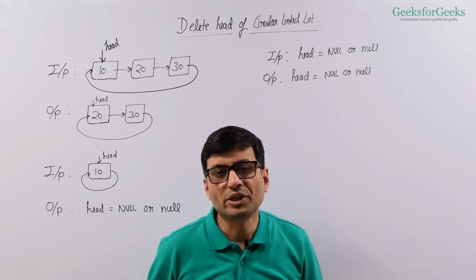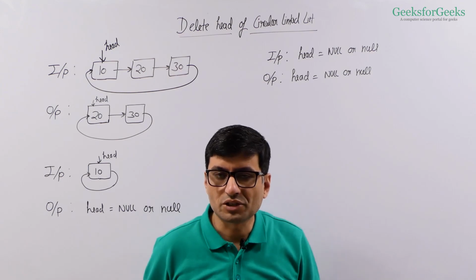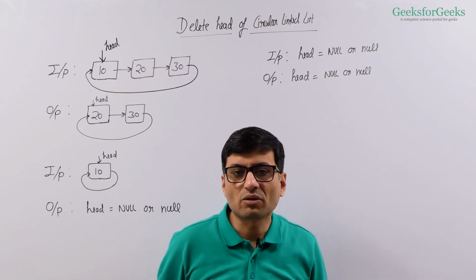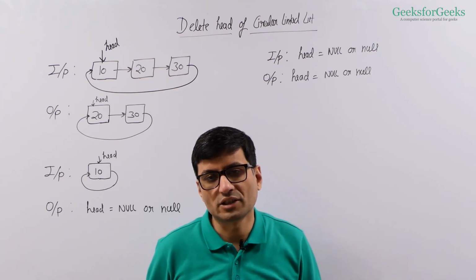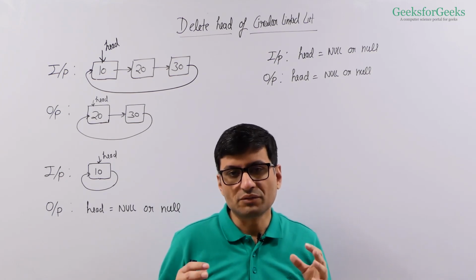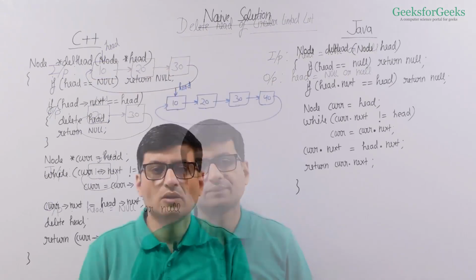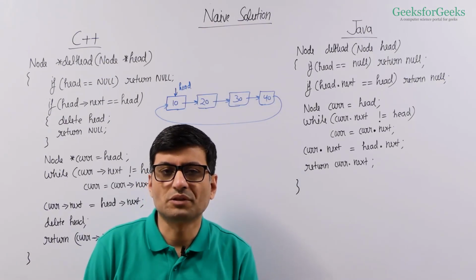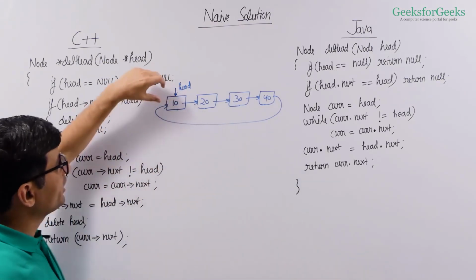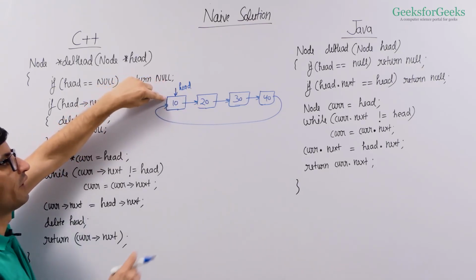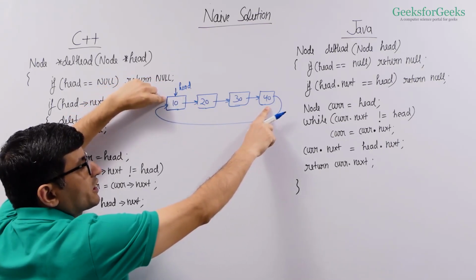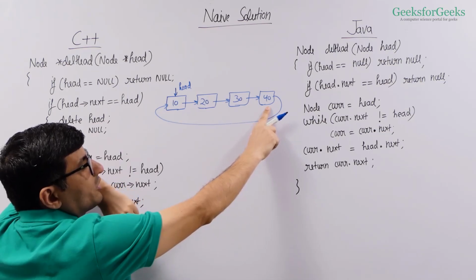Now please pause this video and try to write down a function that takes head of a circular linked list as an argument, deletes the first node and returns the new head of the circular linked list. Let us now see the naive solution first. To delete the head node, we need to find this node because the next pointer or reference of this node is going to change.